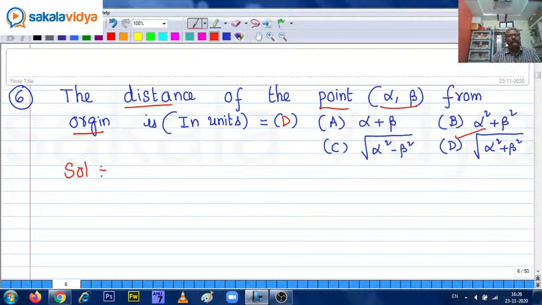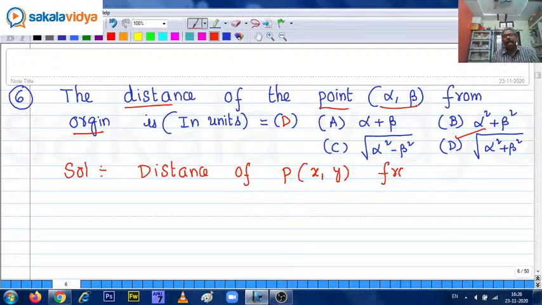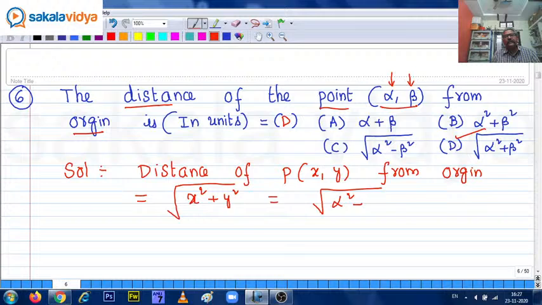Solution. Distance of P x comma y from origin equals x square plus y square under root. Here x means alpha, y means beta. So this we can write root of alpha square plus beta square. So D is the right option.